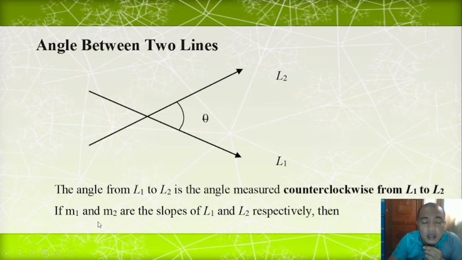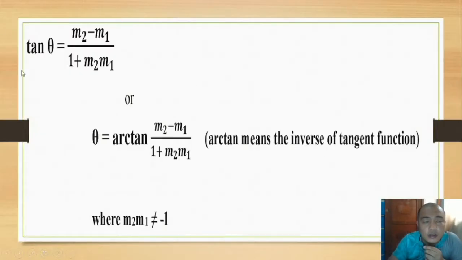Yes, theta. And if m sub 1 and m sub 2 are the slopes of line 1 and line 2 respectively, then we will come up with the formula in finding the angle between two lines. Tangent theta is equal to m sub 2 minus m sub 1 all over 1 plus the product of m sub 2 times m sub 1. As you can see in the formula, we just need to solve the slope of the two lines, m sub 2 and m sub 1, and of course it involves the tangent function.